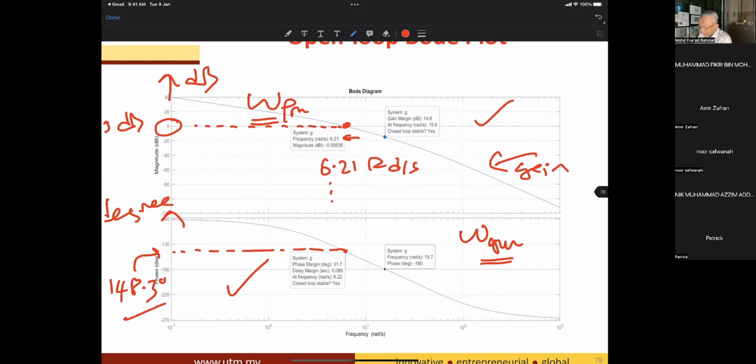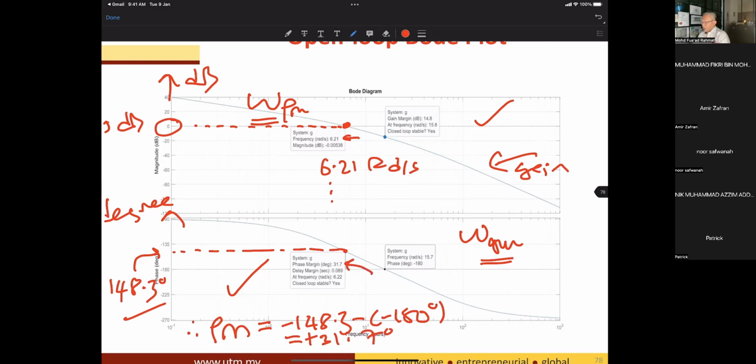31.7, that is the phase margin. What is the phase value? This is 148, read it. 148.3. So the phase margin is minus 148.3 minus 180 degrees. How much? 31.7 degrees, positive. Correct.